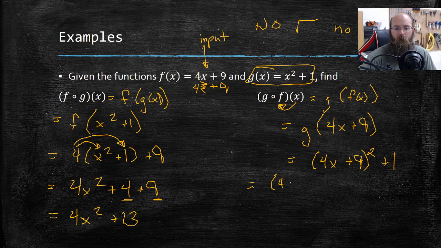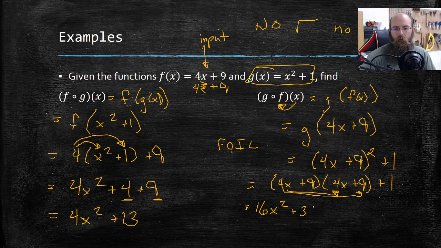So that's 4x plus 9 times 4x plus 9. Then I have to add a 1 to it. So foiling, first, outer, inner, last. Take my first thing and distribute it to this 4x. I get 16x squared. Outer term, so this 4x times the 9.